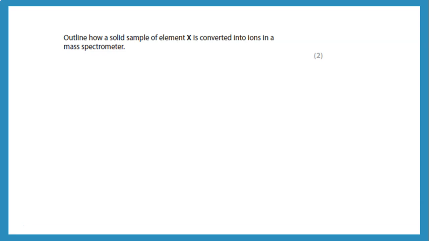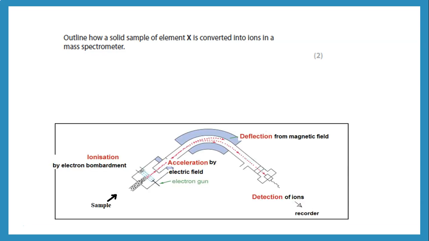The first question says, outline how a solid sample of element X is converted into ions in a mass spectrometer. I'm going to remind you that in a mass spectrometer, the first thing that happens is that the sample is vaporized and then it is converted into ions. So we have ionization. That's the first step in the mass spectrometry of a sample.